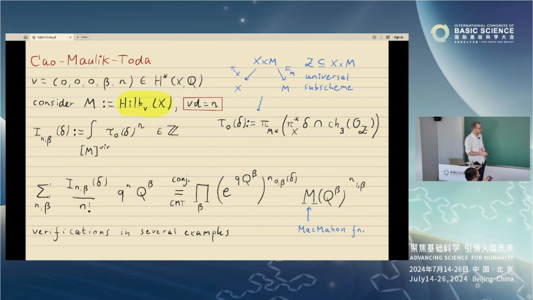Then what Cao-Maulik-Toda propose is the following conjecture. Let's sum over all points and curve classes these I_{n,β}(δ) over n factorial, times q to the n, capital Q to the β. They say it has the following structure: it's the product over all curve classes of some universal function to the power n_{0,β}(δ) times another universal function to the power n_{1,β}, where these are the numbers studied by Klemm and Pandharipande. This is the conjecture, and there's a whole list of examples in which it has been verified.